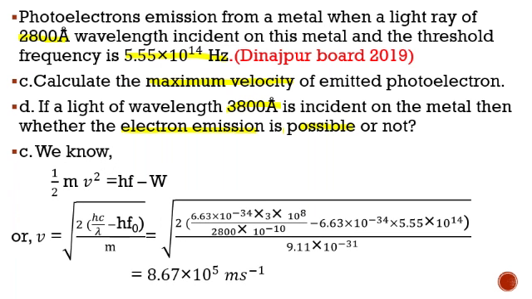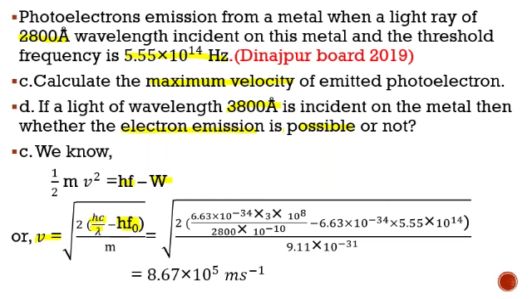So here a formula is available: half mv square equals hf minus w. Here w is not available, so instead of w we can write hf0, and f is also not available, so instead of f we can write c by lambda. That's why the formula is changed, and we can write v is equal to root over 2 hc divided by lambda minus hf0. So here h is available, and instead of f we write hc divided by lambda, and instead of w we write hf0.